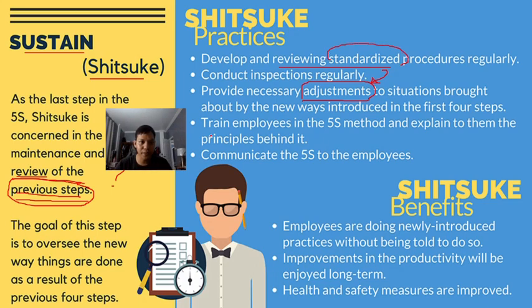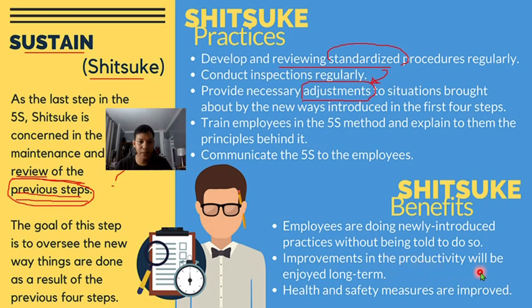Number four, train employees in the 5S method and explain to them the principles behind it. We need to discuss with the employees and coworkers, for example, what the reasons are for applying those methods. And number five, communicate the 5S to the employees. So here are the benefits of shitsuke or sustain. Employees practice the newly introduced methods without being told to do so. So the employees will be updated.